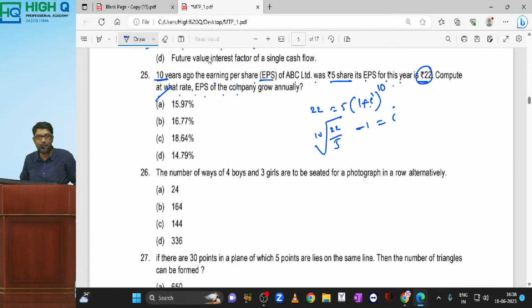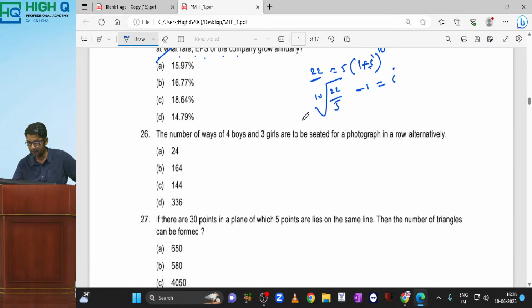Did you understand what I did? I just used amount. This I am taking as amount, this I am taking as principal, and I am finding the value of I. I hope you know how to find the 10th root by using the calculator. I already taught you. Those who have not seen my lecture before, please check the video. I think somewhere I have taught.